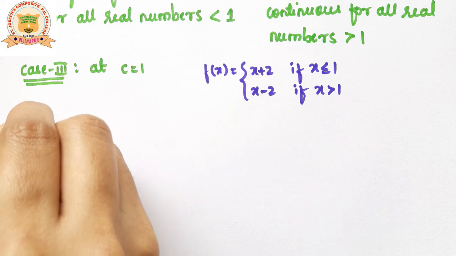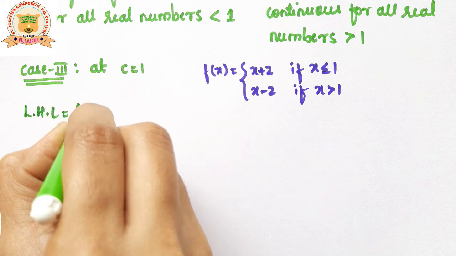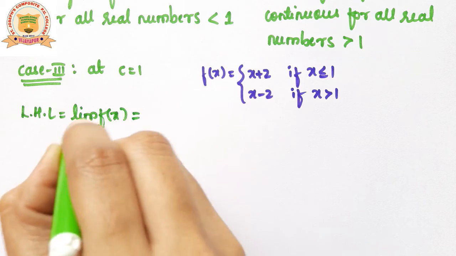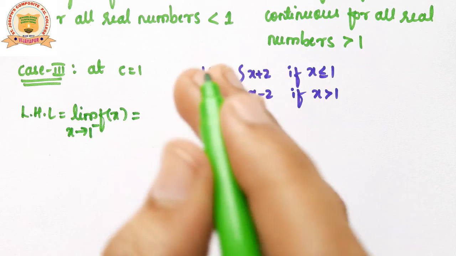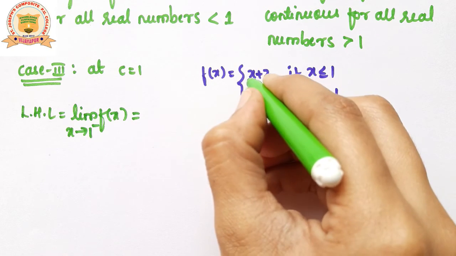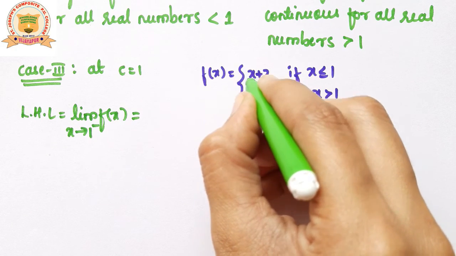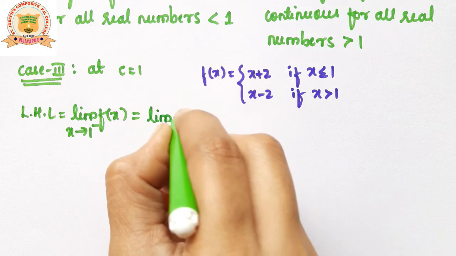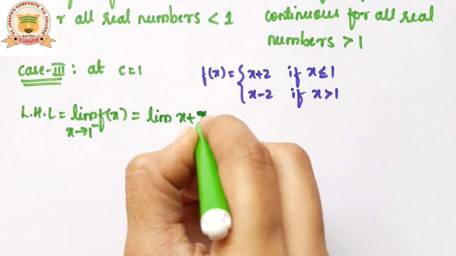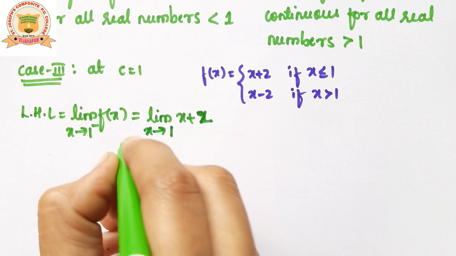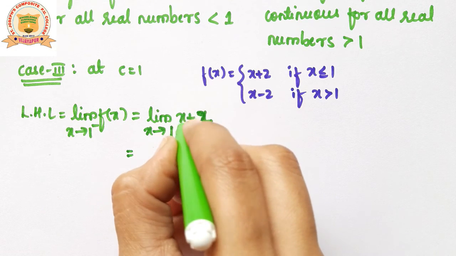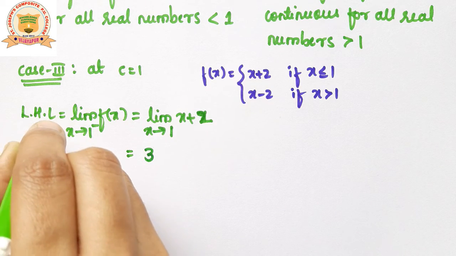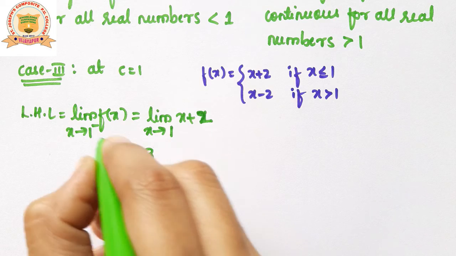First we will find LHL, the left hand limit. Limit of f of x as x tends to 1 minus. 1 minus means the left side of 1, nothing but less than 1. For less than 1, what is the functional value? What is the f of x value? Its value is x plus 2. Therefore, in place of f of x, substitute x plus 2, as x tends to 1. As x tends to 1, what does the value become? 1 plus 2, that is 3. This is the left hand limit of the given function at x is equal to 1.